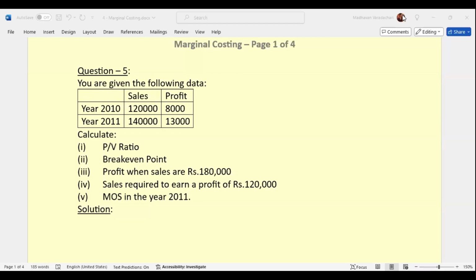Hello everyone. This is in continuation of our topic marginal costing. This is the fourth part.